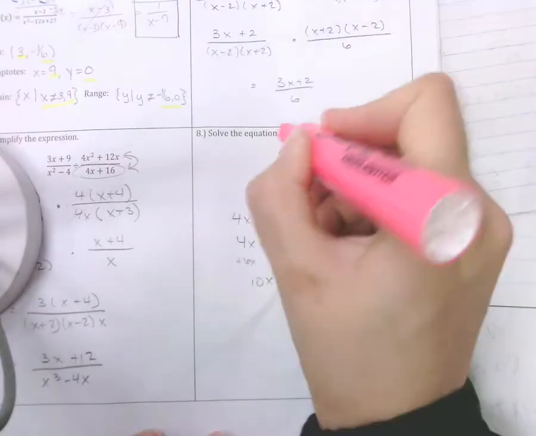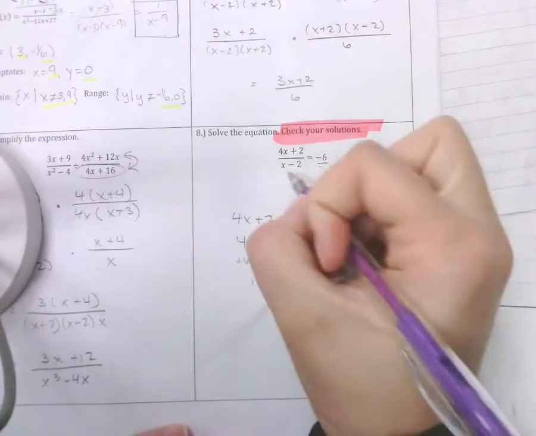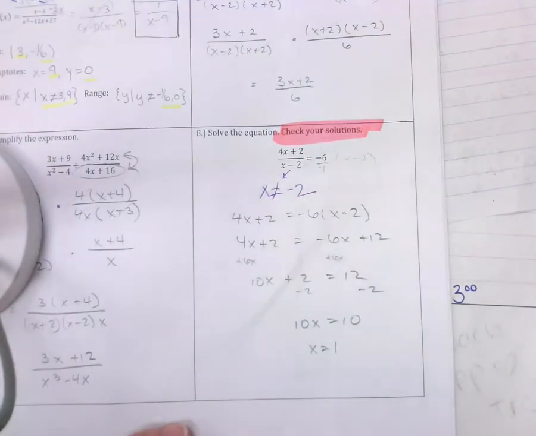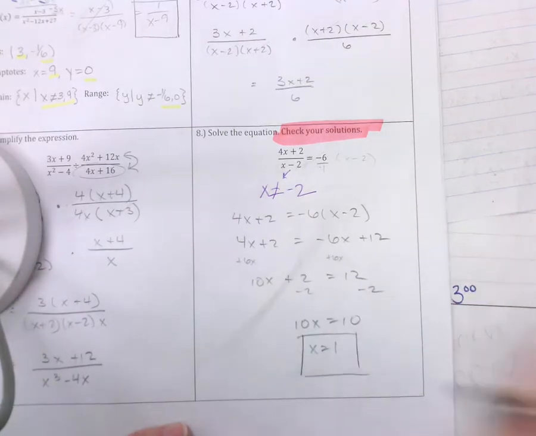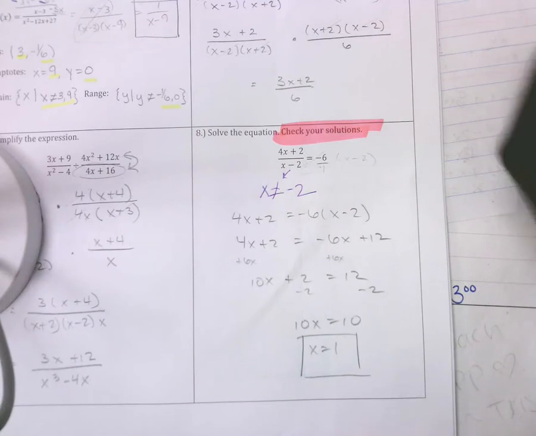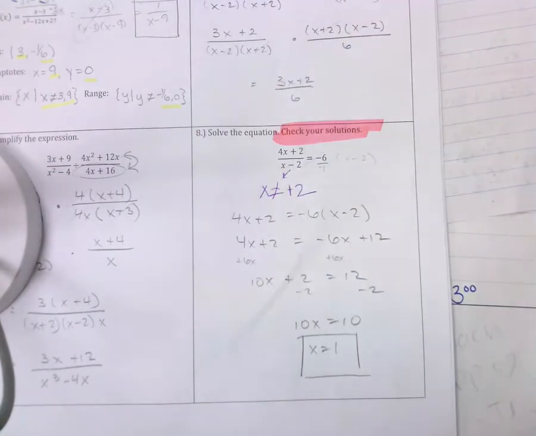And the last thing you want to do is just check to make sure that your answer isn't extraneous. The only thing that would have been extraneous here, or our only restriction, is that x cannot be negative 2. And we got x is 1. So that's our answer. You mean x can't be 2? Oh yeah, sorry. Yeah, 2, not negative 2. Thank you. But we got 1, so we're good.